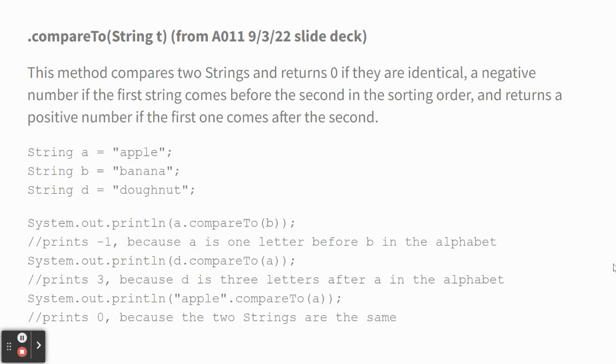And you can't always count on the number in some perfect way, but in general, I did apple, banana, and donut, some of my favorite foods. If I do apple compared to banana, I get -1 because A is one letter before B in the alphabet. But the main thing with compareTo that you care about is: is it a negative number? That means the one on the left comes before the one on the right. If I do donut compared to apple, I get +3 because the letter D is 3 letters later in the alphabet than A. And if I do apple in quotes compared to apple the variable, we get a 0.